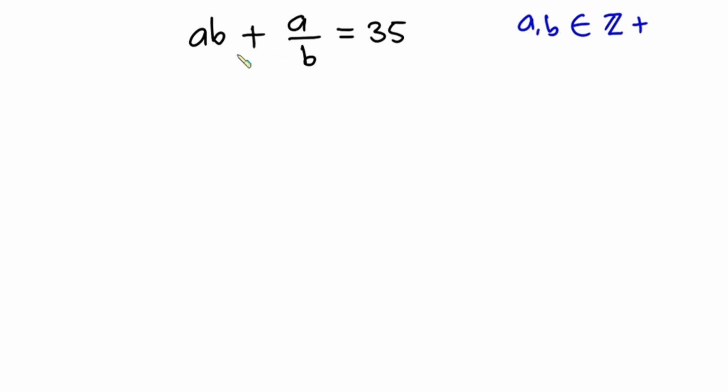Hello everyone, in this video we have this interesting problem. We have a times b plus a divided by b is equal to 35, and we have to find the values of a and b, where a and b are positive integers.